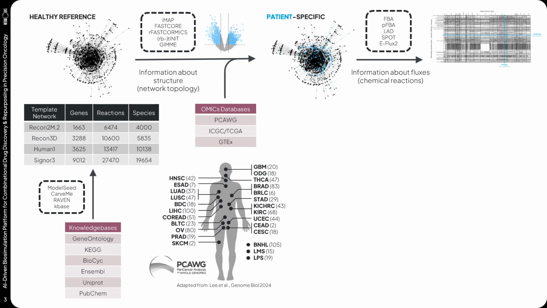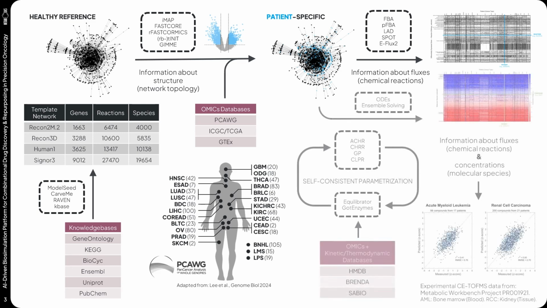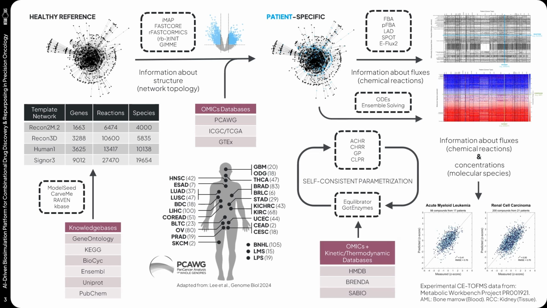Several methods can then be applied to derive chemical reaction rates. Our patented methodology finally transforms static networks into dynamic models. We developed a self-consistent parametrization strategy using sampling techniques and data from various sources, including metabolomic, kinetic, thermodynamic, and more. Model parameters are rigorously validated by comparing simulated results with available experimental data.